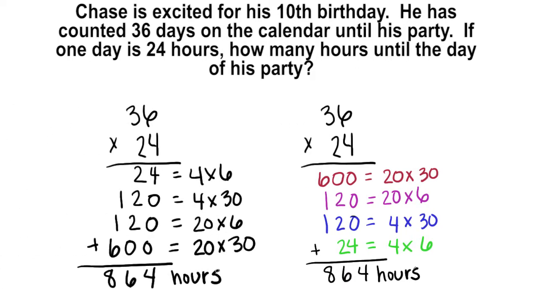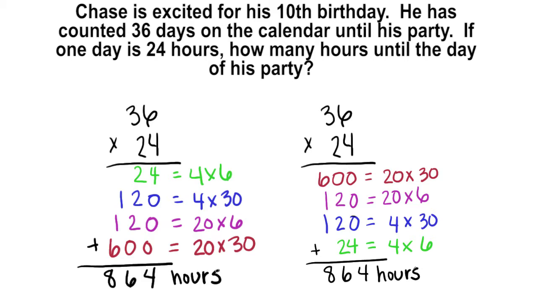Notice that there are still 4 multiplication sentences for each method. They are the exact same 4 sentences, just with a different order. The 4 multiplication sentences we see are 4 times 6 equals 24, 4 times 30 equals 120, 20 times 6 equals 120, and 20 times 30 equals 600. This gives us the same total of 864 hours. It is most effective to choose one method that works and stick with it for less confusion.